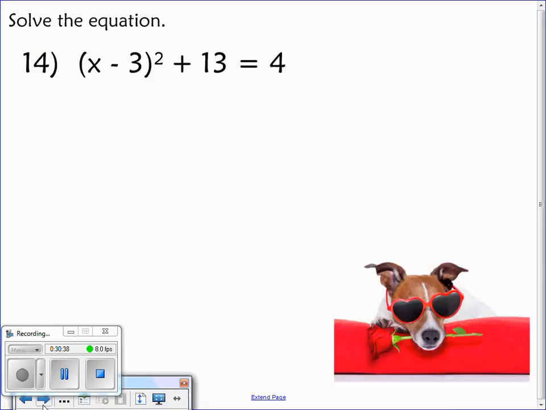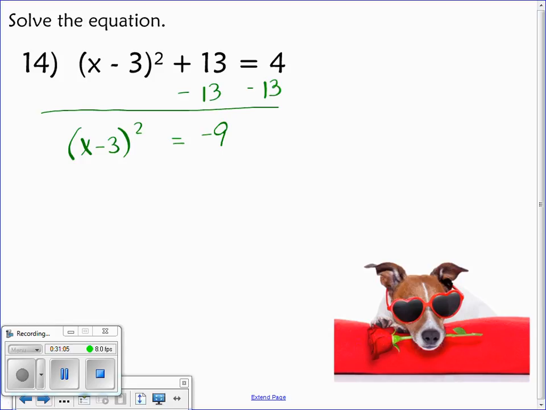All right, what about 14? You tell me. Can I do the method I just used? Yeah, I can use the method. Can you isolate the parentheses squared? So we need to subtract 13. So I get x minus 3 squared equals negative 9. You guys got to be careful with those negative signs. Good. So your parentheses squared is by itself now.